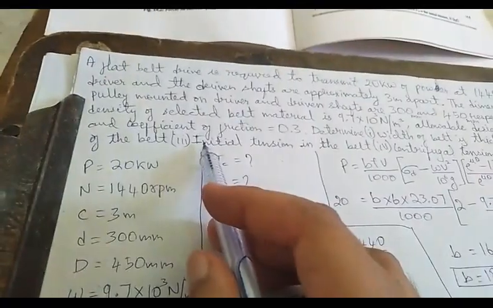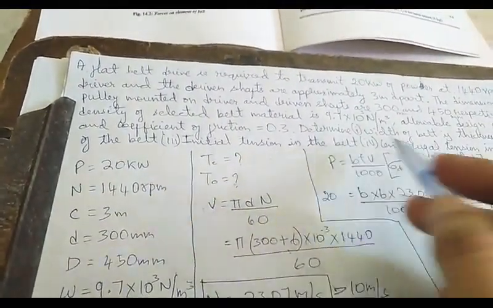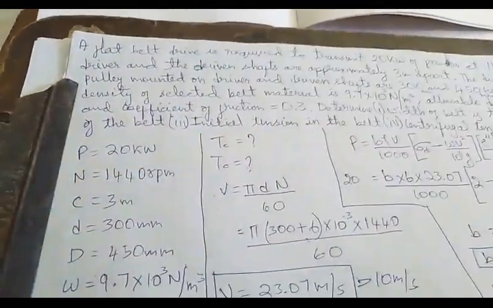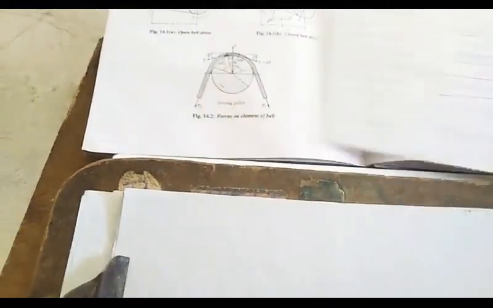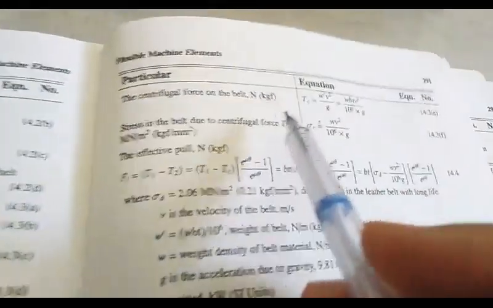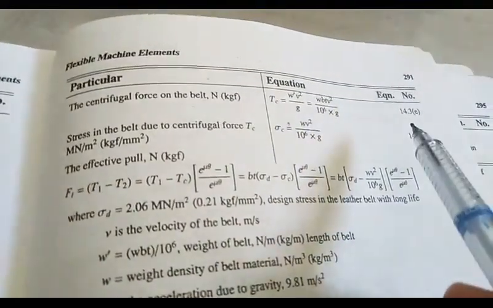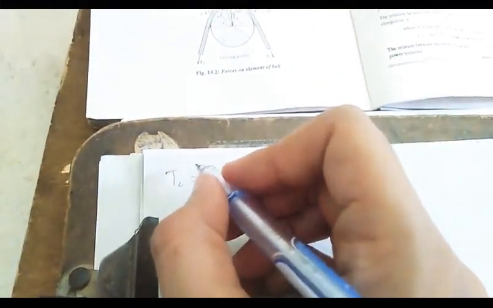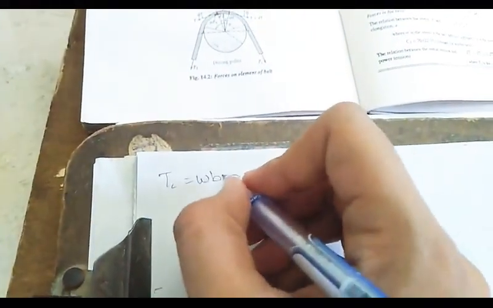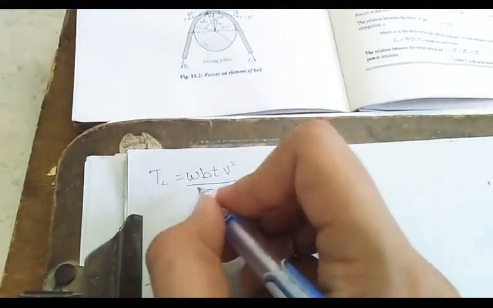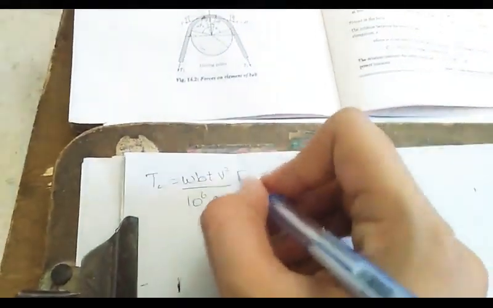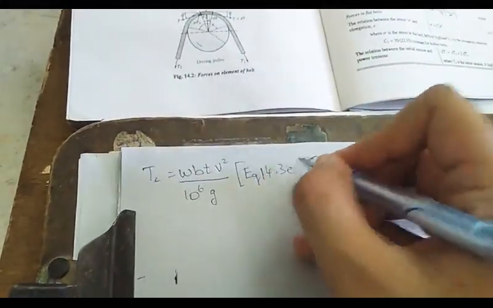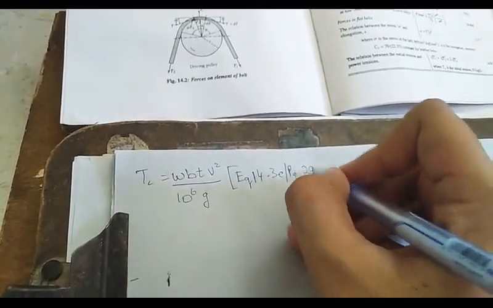Next, they are asking us to find the initial tension in the belt and the centrifugal tension. TC and T0 we have to find. To find TC, we shall take the formula of centrifugal tension, page number 291, equation 14.3e. TC is equal to wbt v square by 10 power 6 g.